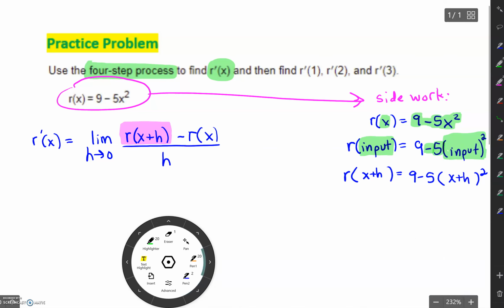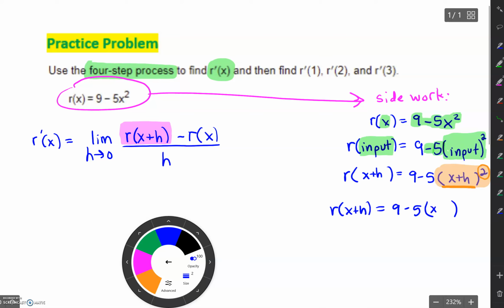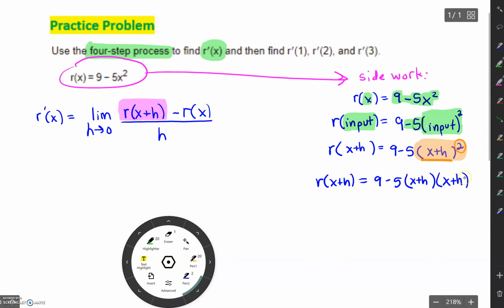So according to PEMDAS, we need to do the exponent first. Well, the exponent is telling me I have the binomial x plus h as a factor 2 times. So I'm going to write that out. That's going to be 9 minus 5 times x plus h times x plus h. Okay. And you can multiply these binomials any way you want. You probably learned FOIL, so that's what I will use. So r of x plus h is going to equal 9 minus 5 times the result of FOIL.